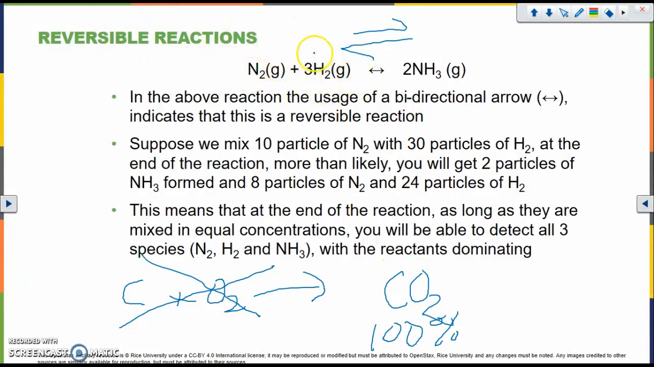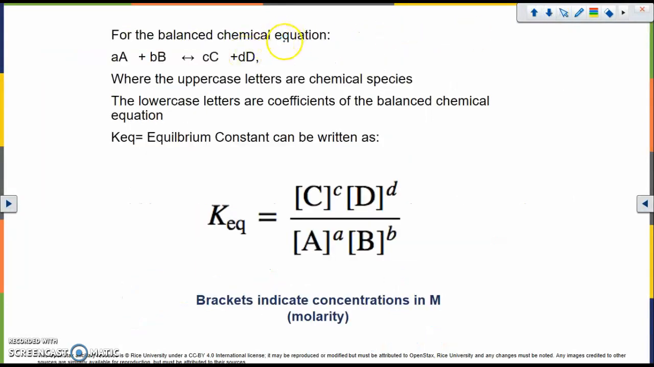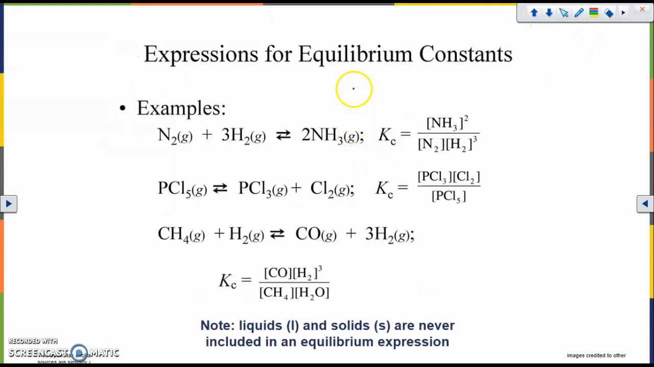Now, because of this, they are subject to a phenomenon called equilibrium, and we're going to be talking about that at the end of this video. Reversible reactions can be expressed in an equilibrium constant, which is shown here. This is very confusing, so the best case is I'm just going to show you some examples. FYI, these brackets tell you concentrations in molarity, and obviously we have not talked about concentrations in molarity yet.